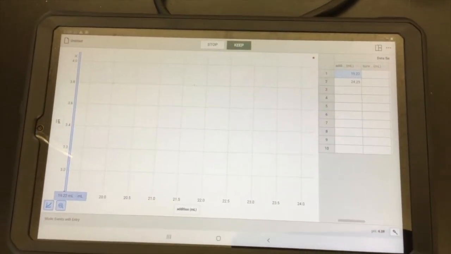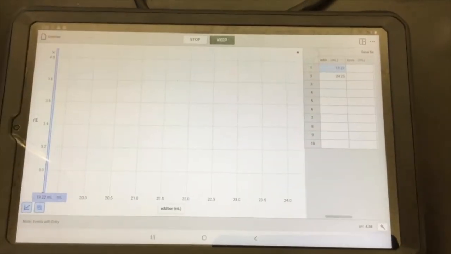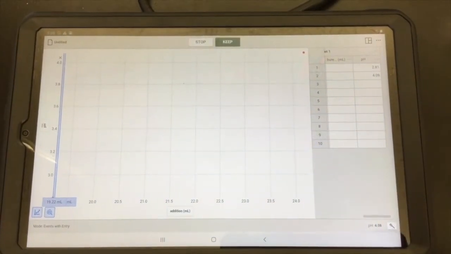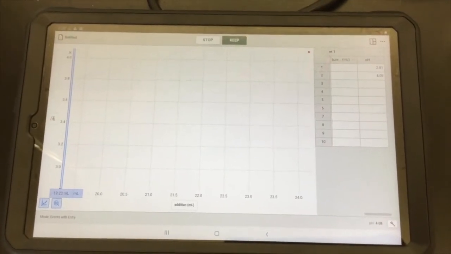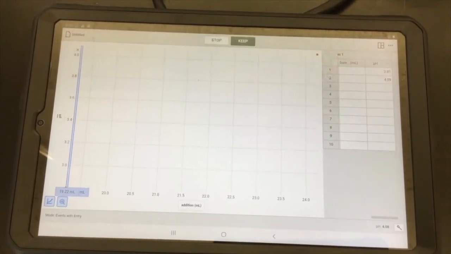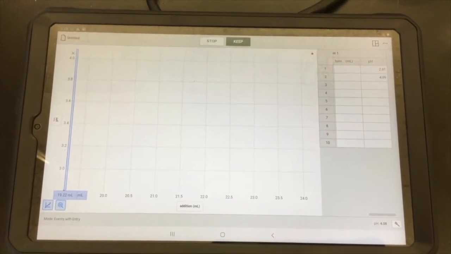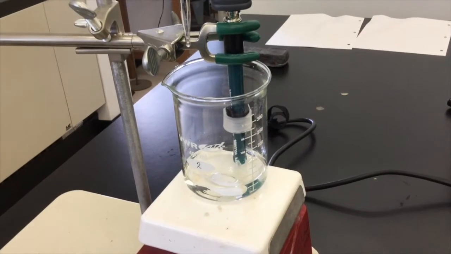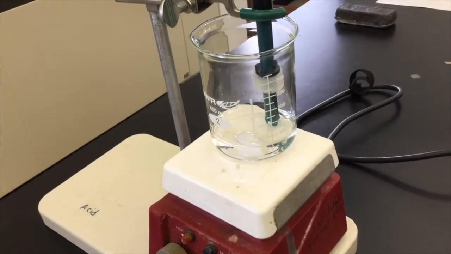So my original volume on the burette was 19.22 milliliters, and I had a pH of 2.81, and then my second increment caused the pH to rise to 4.09. So the burette reading was about 24.2, but this is only 5 milliliters added. So we're going to see what happens after we add several increments of 5 milliliters. At this point, I've added almost 20 milliliters, and you can see the solution is still colorless and clear.